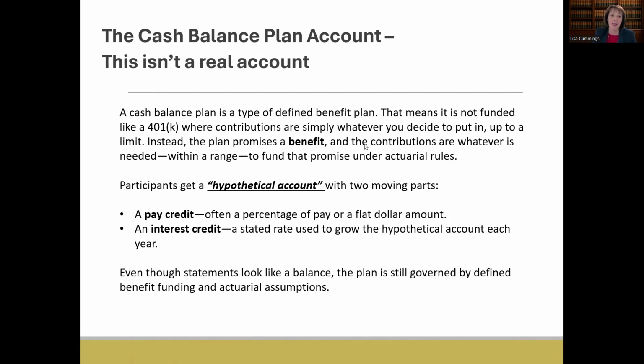A cash balance plan is truly a type of a defined benefit pension plan. That means the cash balance plan is not funded like a 401k plan where contributions are simply whatever you decide to put in up to a limit. Instead, the cash balance plan promises a benefit, and the contributions are whatever is needed within a range to fund that promise under the actuarial rules.